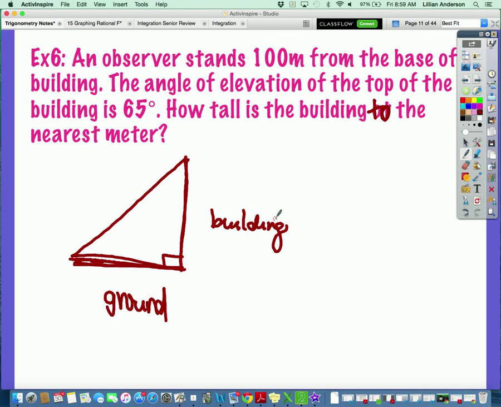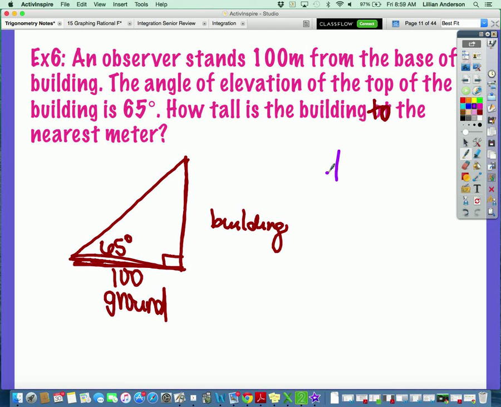And the angle of elevation would be 65. Is it the angle at the top or is it the angle at the bottom? At the bottom, because there is your horizontal line, and then going up, there is your angle of elevation to the top of the building. And how tall is the building to the nearest meter? Where does the 100 go? It goes on the bottom.